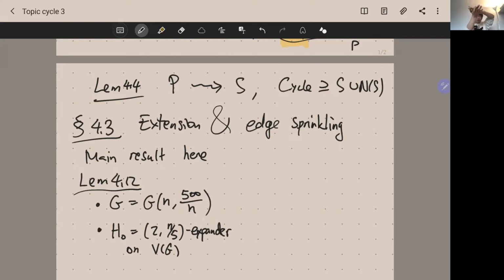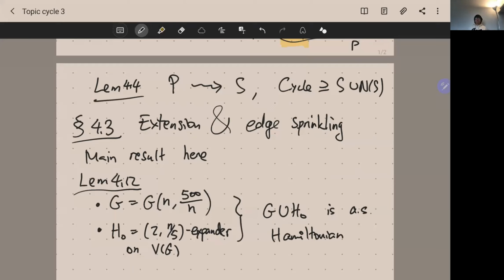Okay, so they have the same vertex sets. So now we want to put these two together. We want to combine their edge sets. The conclusion is that if you add on top of a 2n over 5 expander a random graph G(n, 500/n), we will get a Hamiltonian graph. Okay, this is the main result that we would like to cover today.